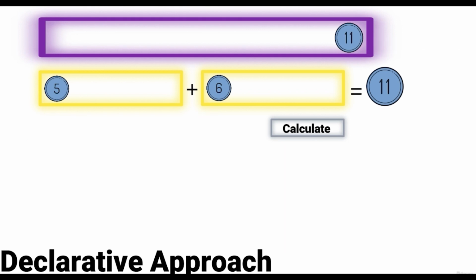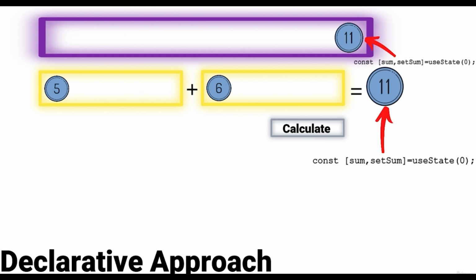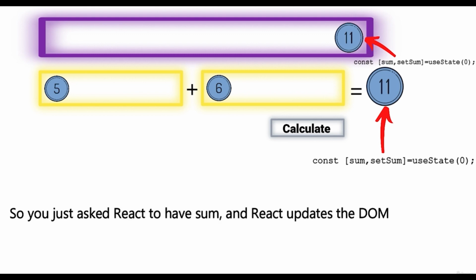Now if you try the same thing with React, you take a state which is presented here and here. So by changing the state, the sum updates automatically everywhere. You just asked React to have the sum, and React updates the DOM. This is what a declarative approach is.